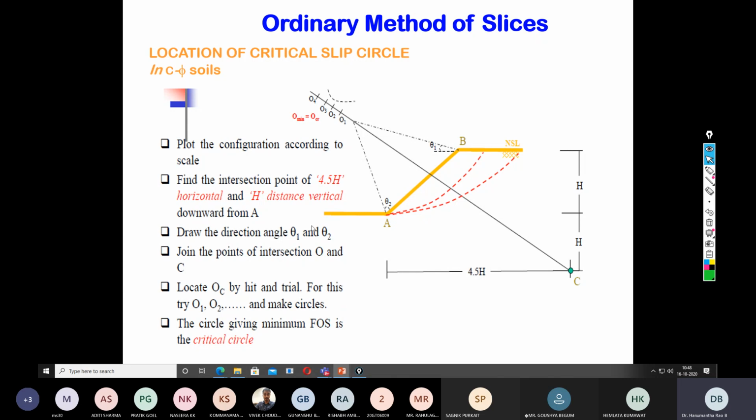Now here, theta 1 and theta 2 we are supposed to take again from case 1, where phi equals 0 analysis. That means the theta 1 and theta 2 values depend upon the slope angle, whether it is 1 is to 0.5, or 1 is to 1, or 1 is to 2, or 1 is to 3, and so on and so forth.